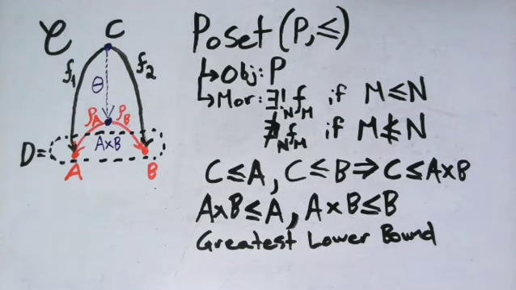So that means that it's a lower bound for A and B, and it's greater than or equal to all the other lower bounds. So the product of two objects in the category Poset P, less than or equal to, is the greatest lower bound of A and B, the two objects in our diagram.